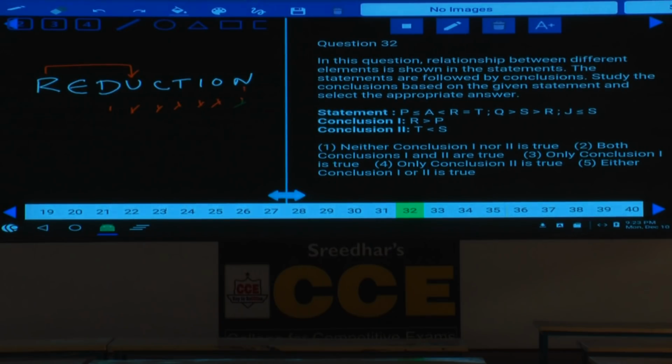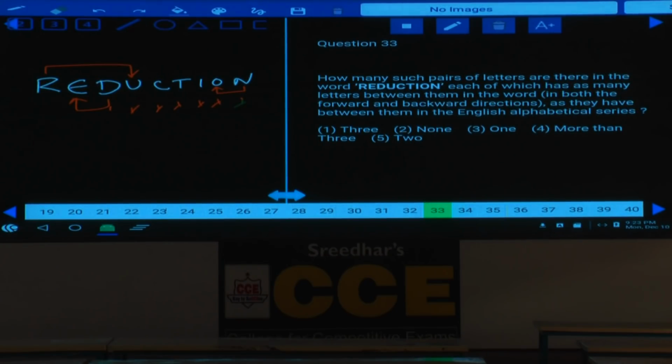Then right to left, N and O, N, O, P, Q, R, S, T, U. Next one O, P, Q, R, S, T, U, I, J, K, L, M, N, O, and T, no letter more than this one, C, D, E, F, G, U, and D and E is another pair. And how many pairs are there? There are 3 such pairs, isn't it? 3 such pairs, choice 1.